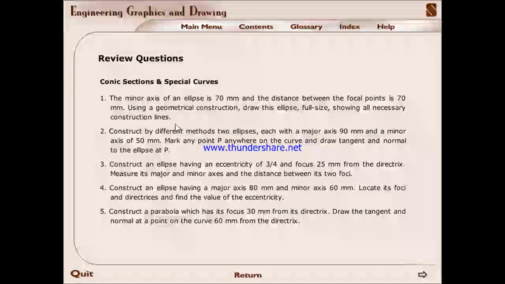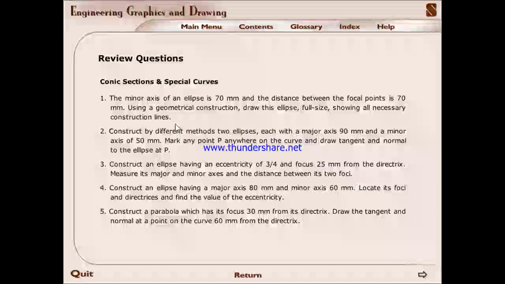First question. The minor axis of an ellipse is 70 mm and the distance between the focal points is 70 mm. Using a geometrical construction, draw this ellipse full size, showing all necessary construction lines.